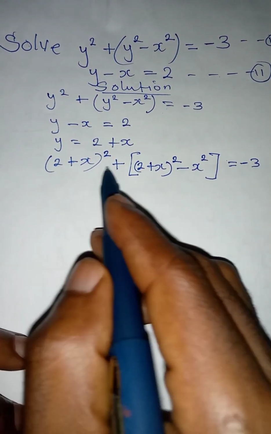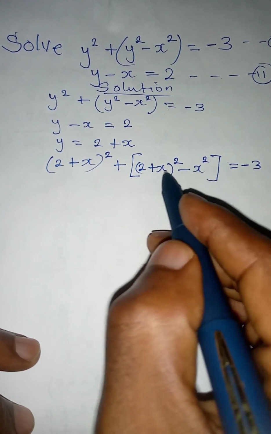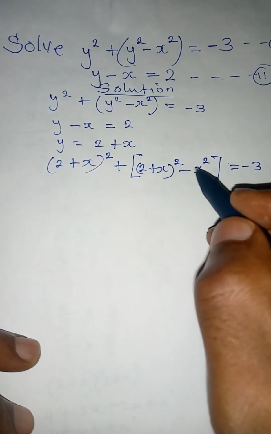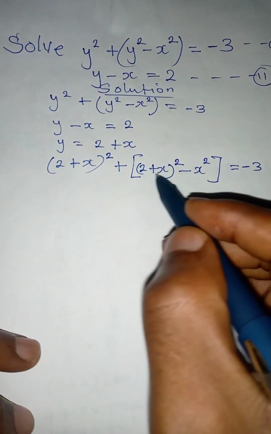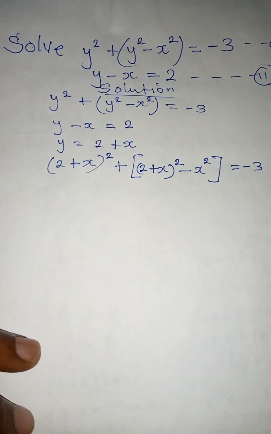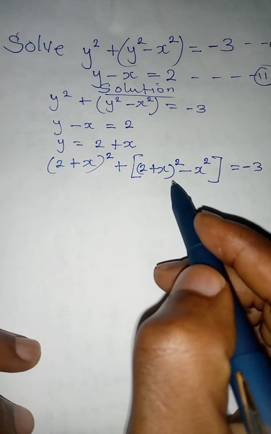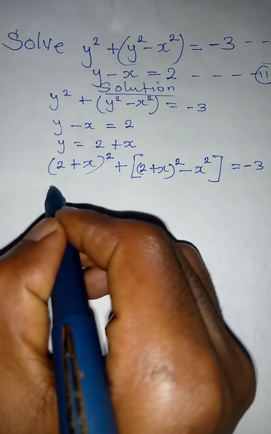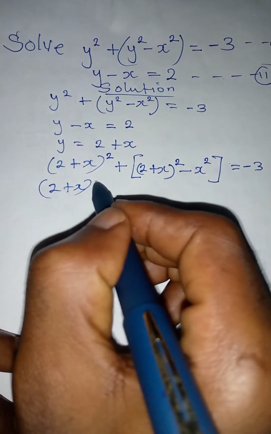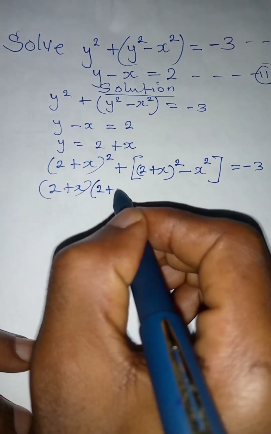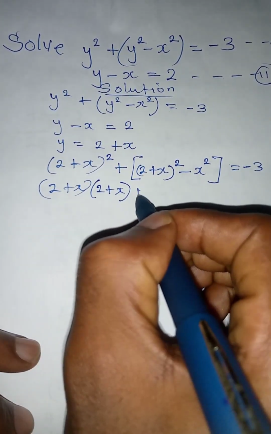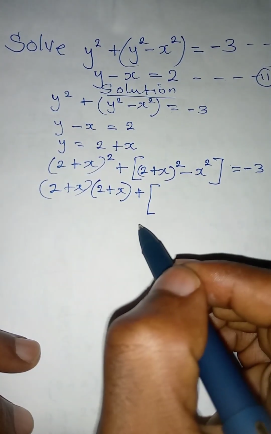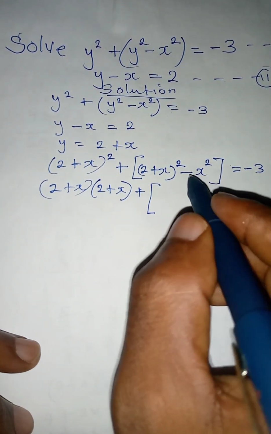From here, I can now apply difference of two squares for what we have here in the bracket, or better still, I can even open the bracket. Let me open this bracket first. So this will be 2 plus x into bracket 2 plus x. This is how to open the bracket.